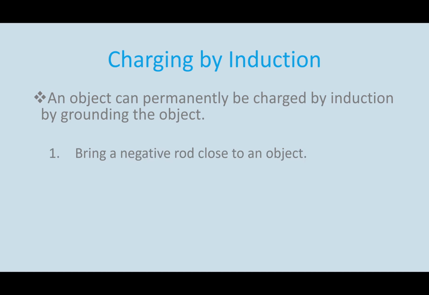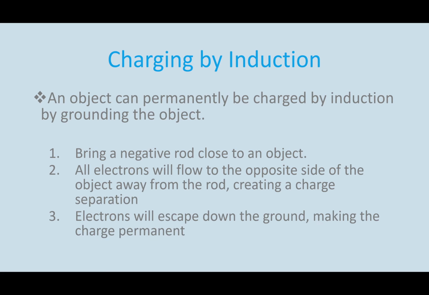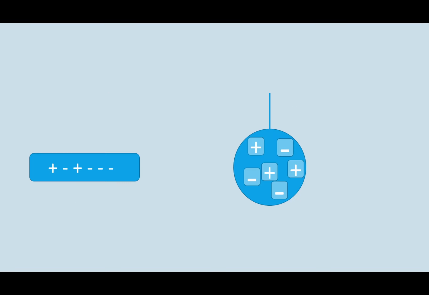So the steps in order to do that: we want to first bring a negative rod close to an object. From there, electrons will flow to the opposite side of the object away from the rod, creating a charge separation, the induced charge separation that we talked about previously. Once that occurs, the electrons will escape down the ground, making the charge permanent. So the electrons will be removed from the object by moving down the ground.